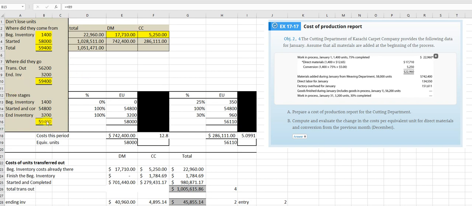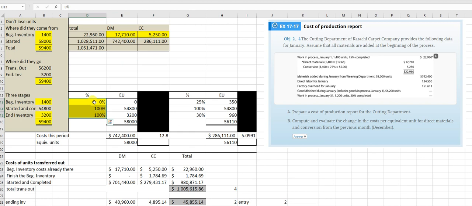Okay, I have those done. Beginning inventory becomes beginning inventory, and ending inventory becomes ending inventory. Then I can back into my started and completed because I know these 3 numbers have to add up to 59,400. Once again, I know I've said this over and over: all this is just a mechanism to not lose units and to quickly get these so I don't add them up wrong.